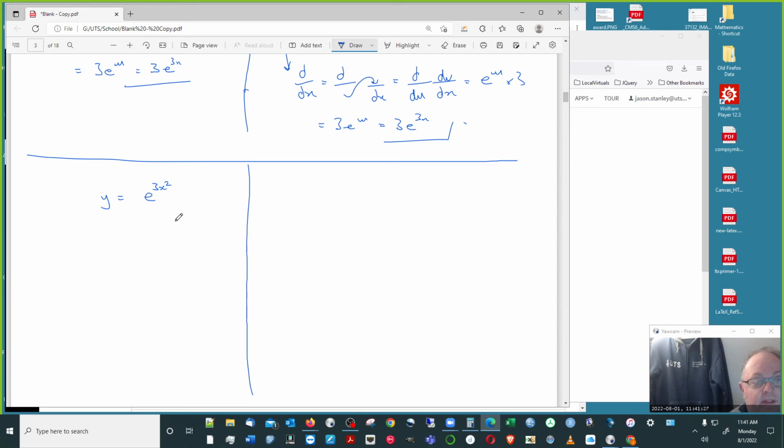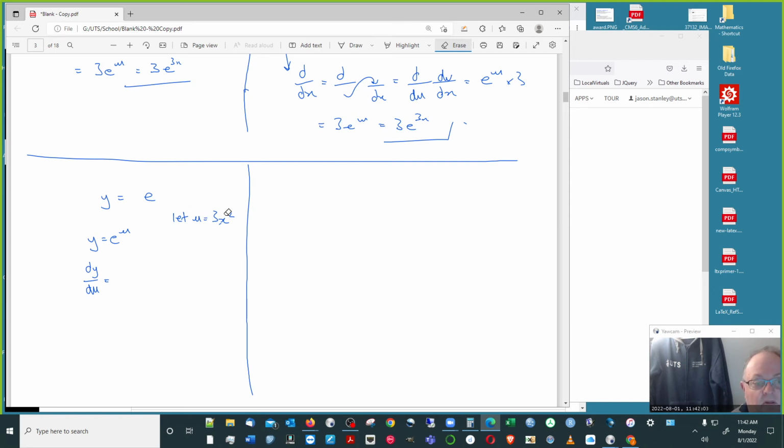Alright, so let's go. Let u equal 3x squared. Well, that looks good. So y is equal to e to the u. That's good. I can do Leibniz notation. Now, what's the problem here? I'm going to change this. I'm sorry to do that to you. I'm going to change it because I want it to be something else.